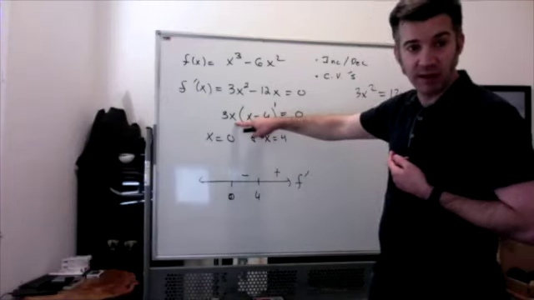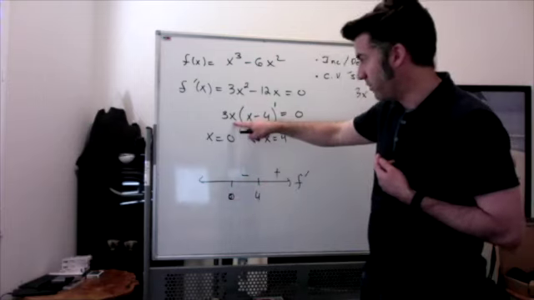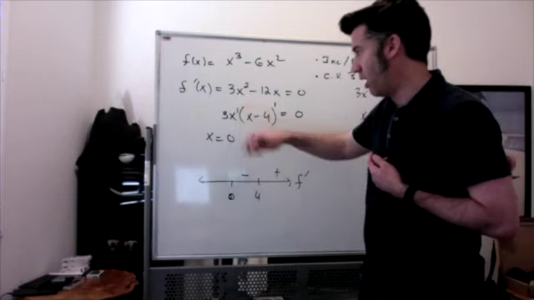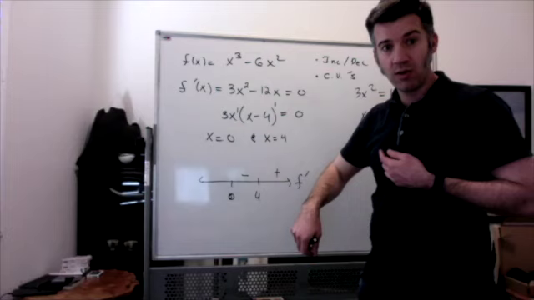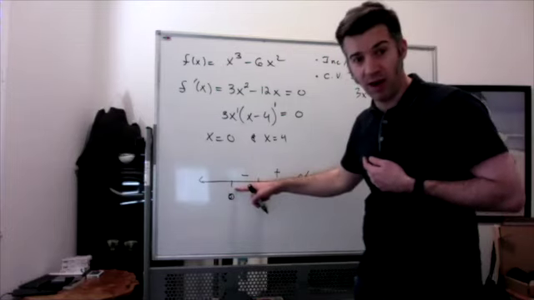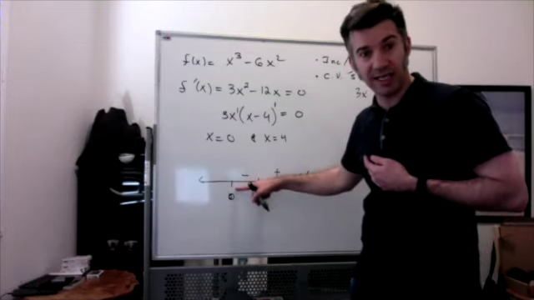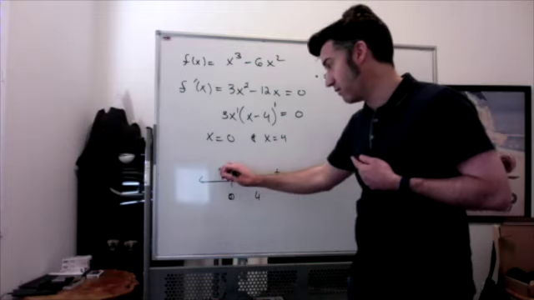You change signs from positive to negative. 0 would be the same thing. 0 came from this factor, which is also to an odd power. When you hit an intercept with an odd power, you change signs. You cross the x-axis from negative to positive.